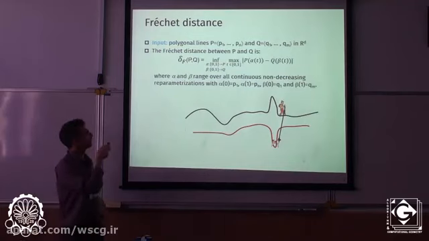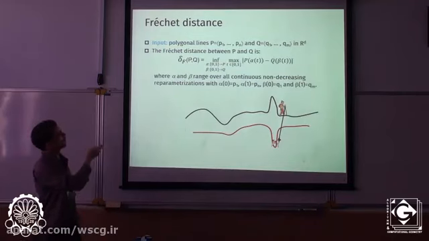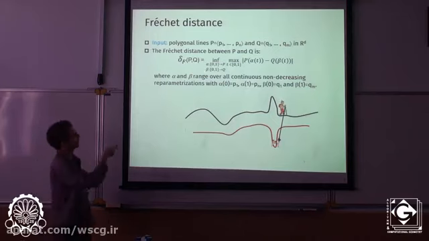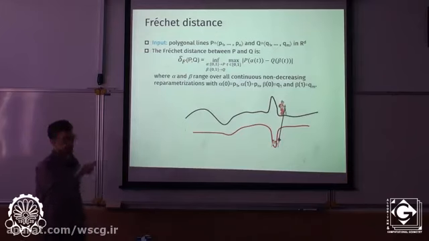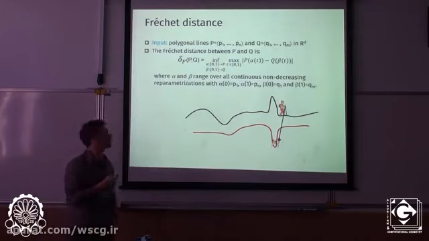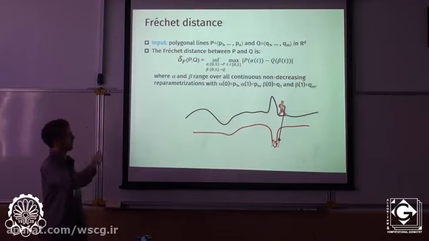As a definition, if we have two polygonal curves, then we can see the Fréchet distance as follows. Here the infimum is over all possible ways of walking, which are reparameterizations of the two curves. In this setting of curves, you can simply see these reparameterizations as continuous non-decreasing functions.